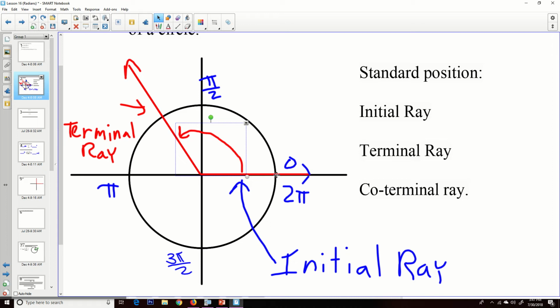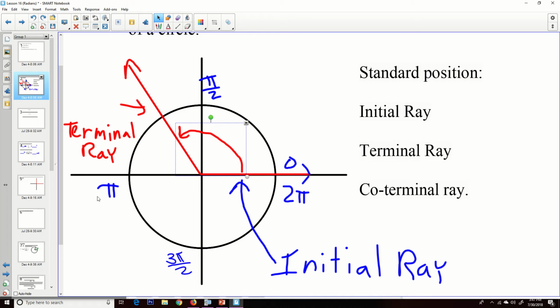Now, in degrees, all the way around a circle is 360 degrees. In radians, it's 2 pi radians. If I open an angle up to here, this ray is called the terminal ray, and we could have multiple terminal rays. Those are called coterminal rays, meaning the terminal ray opens up and goes all the way around and then further to be in the same position as this one. We're going to talk about positive and negative ones later.